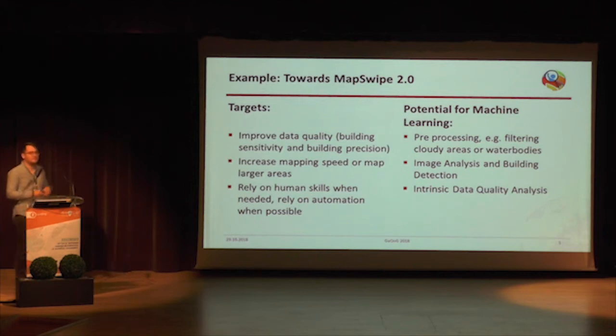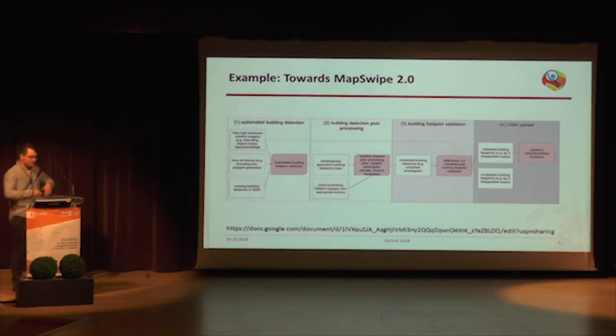But we could also do something that's not related to satellite imagery at all, doing some data quality analysis based on the contributions we get by the people. And then we came up with a long workflow. Maybe I don't have to go into detail too much, but just for the main phases, we have automated building detection. That's what people are working on, and we think that they will improve more and more, and then we want to rely on the algorithms.